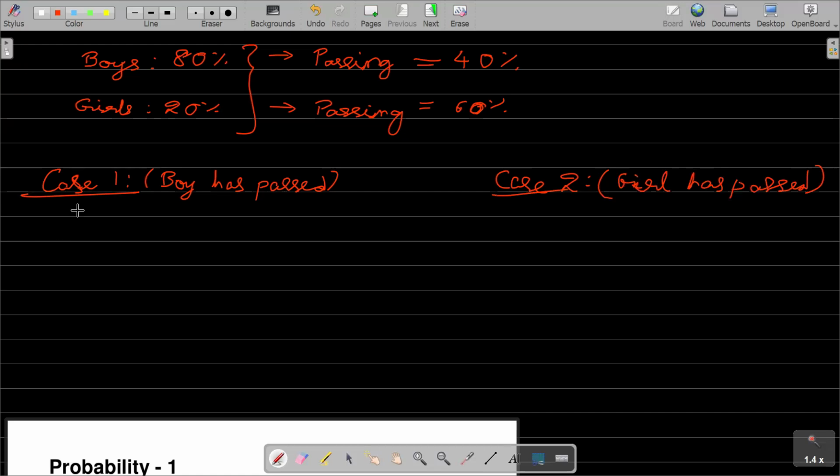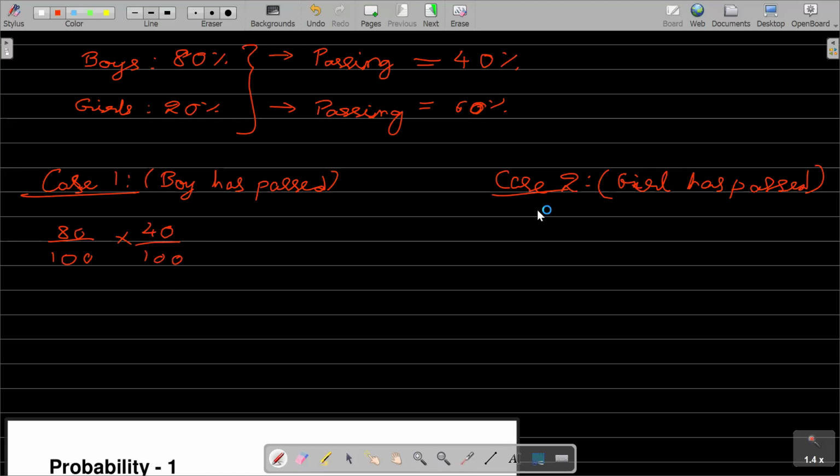So case 1, what is the probability that a randomly selected student who is a boy has passed? Tell me in terms of fractions, not in terms of the final answer. How will you calculate this? Type it in public chat for everyone else to see. That's absolutely right, Siddharth. Perfect. Siddharth has written, and I think everyone else will agree, 80 by 100 into 40 by 100.